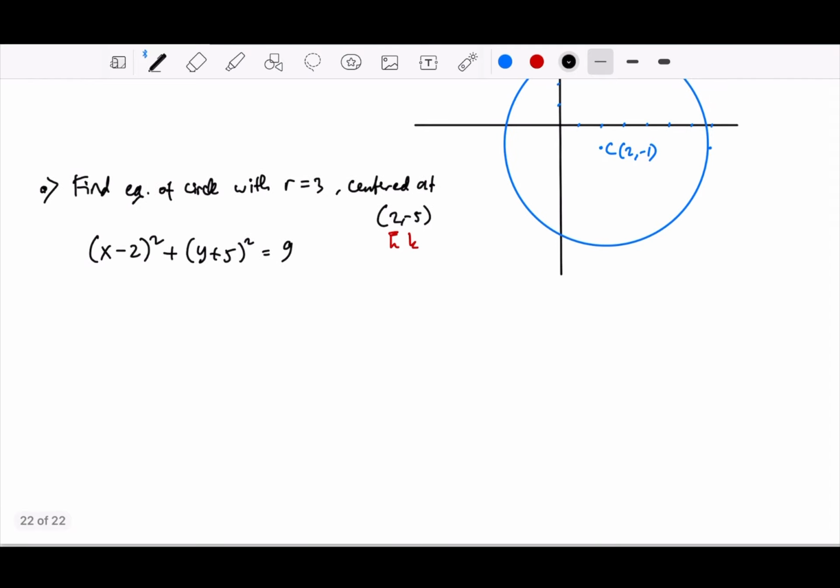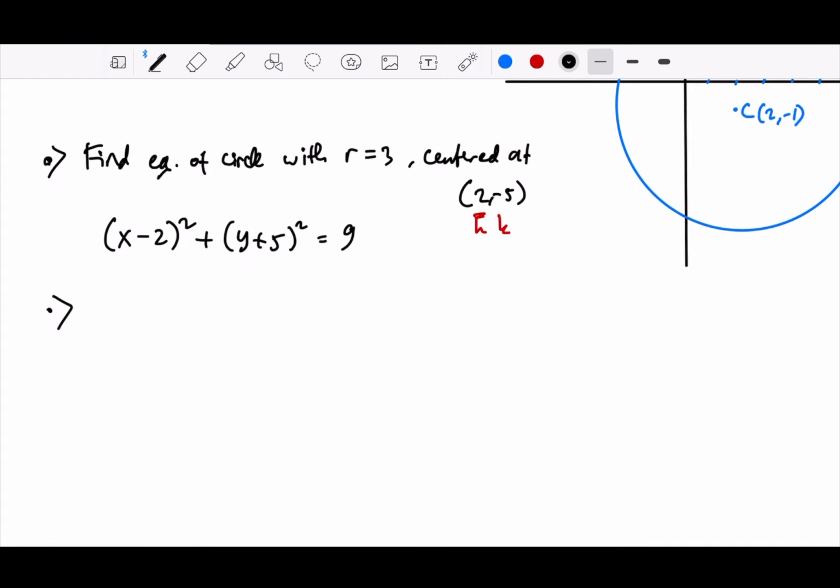So we have a circle with radius 3, and then we move to (2, -5), and it is centered at that point. Okay. And maybe another question that I might ask.